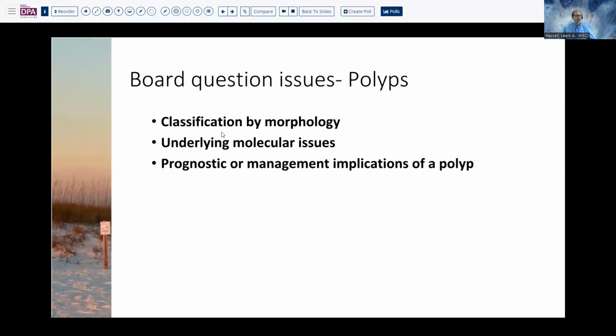So morphology, to classify your polyps correctly, understanding the underlying molecular issues in terms of which are beta-catenin pathways, which are APC pathways, what the role is of other mutations along the way, and the management implications of identifying certain types of polyp. Usually it's going to mean increased frequency, unless it's a complicated or advanced polyp, in which case it's going to be much more frequently and may require excision.